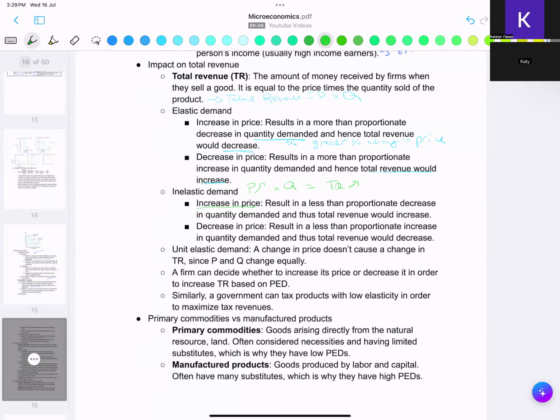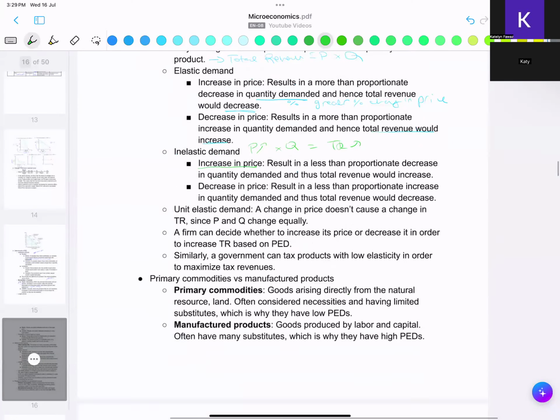A firm can decide whether they want to increase its price or decrease it in order to increase total revenue based on PED. Similarly, a government can tax products with low elasticity in order to maximize tax revenue. So also, government can tax things like medications because they know they make more money. Now, this is also for HL, it's just very short.